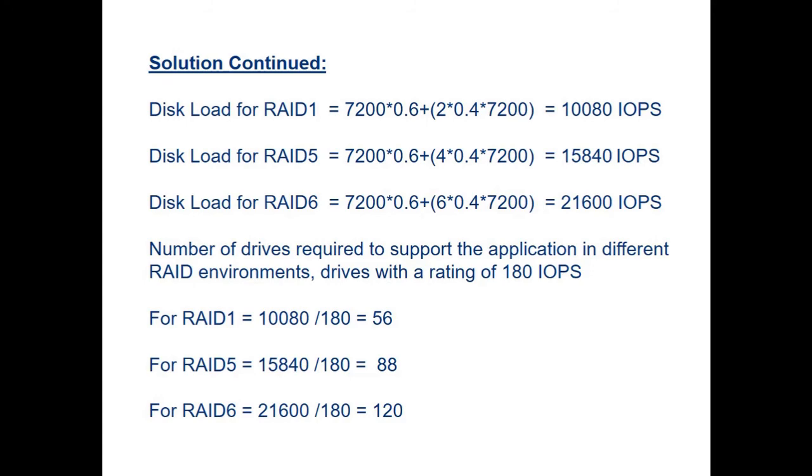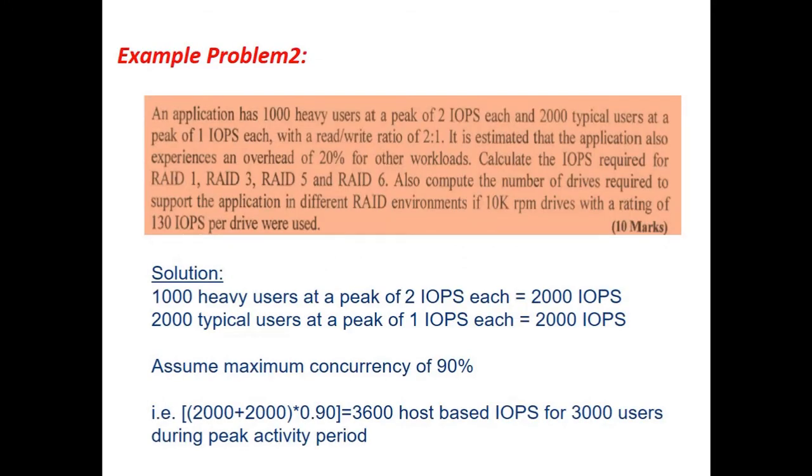Let us also look at one more problem. The question goes like this: an application has 1000 heavy users at a peak of 2 IOPS each and 2000 typical users at a peak of 1 IOPS each, with a read-write ratio of 2:1. Here, instead of percentage, they have given us the ratio. So we have 1000 heavy users at a peak of 2 IOPS each and 2000 typical users at a peak of 1 IOPS each with a read-write ratio of 2:1.